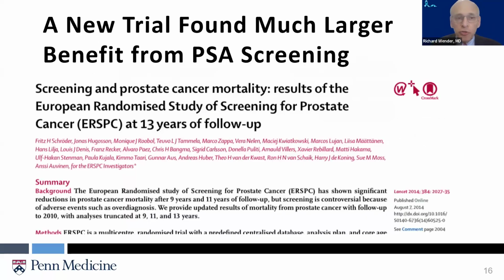In fact, a new trial that published quite recently, I think this was published online actually a decade ago. There have been some updates since then.